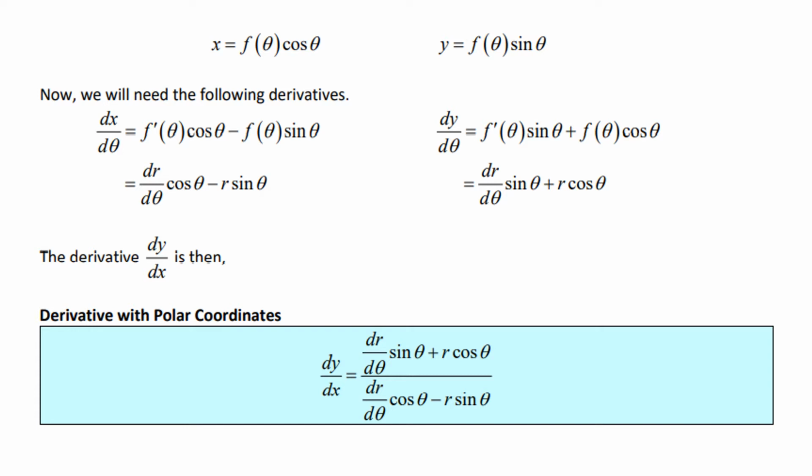So you see, this is a new formula for you. It says the derivative with respect to polar coordinates dy dx is equal to dr d theta times sine of theta plus r cosine of theta, all divided by dr d theta cosine theta minus r sine of theta. Please make note of this. We'll be using this in our examples that are upcoming.